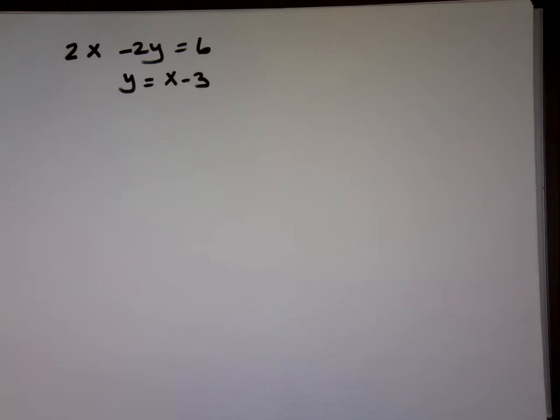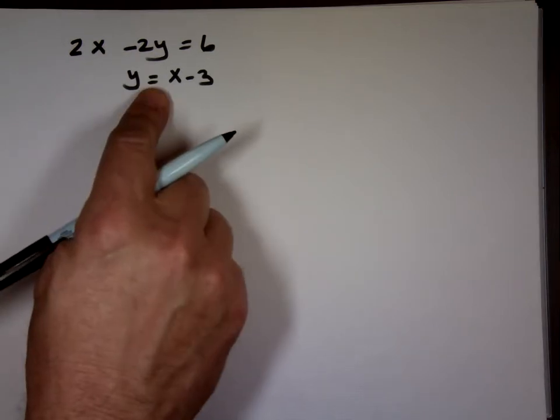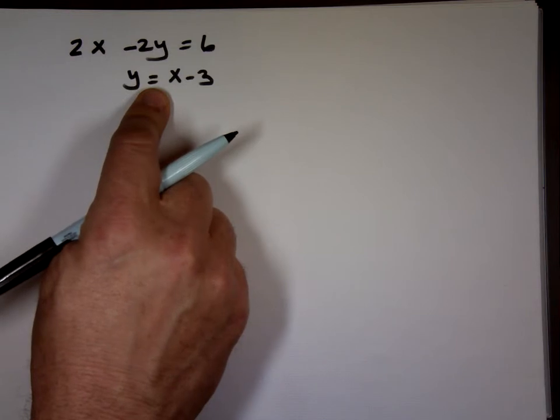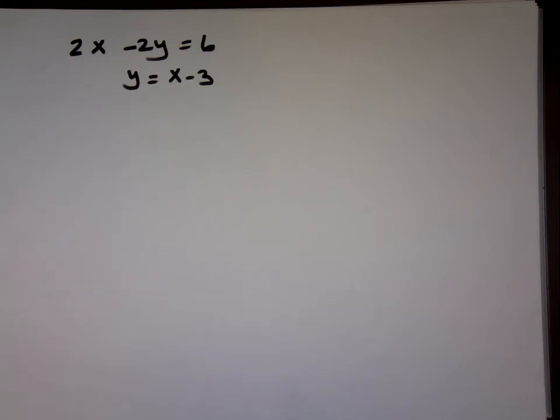What's the first step? Solve for one of the variables in either equation. Here's the good news. It did it for you. It's already done. I didn't even have to do the first step. So step one is done, right there.